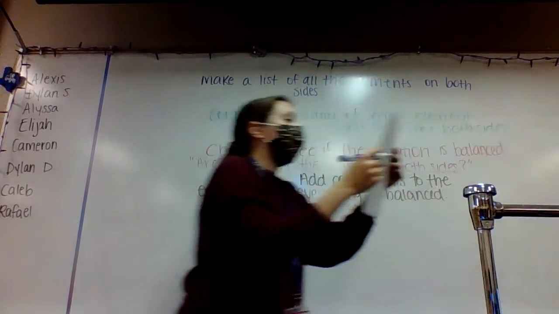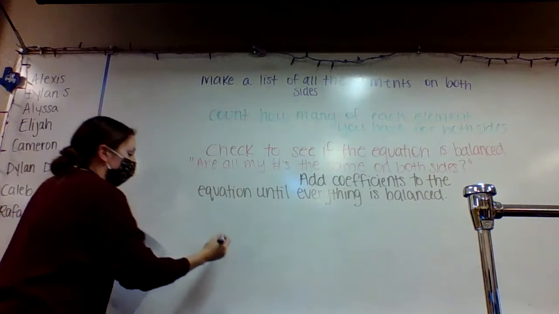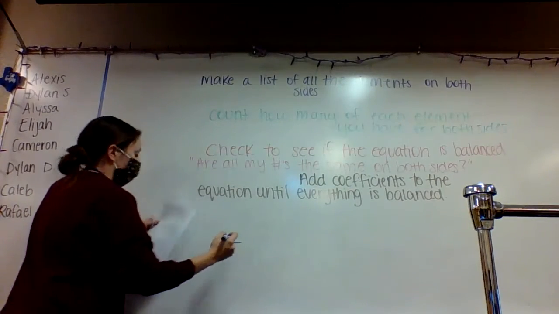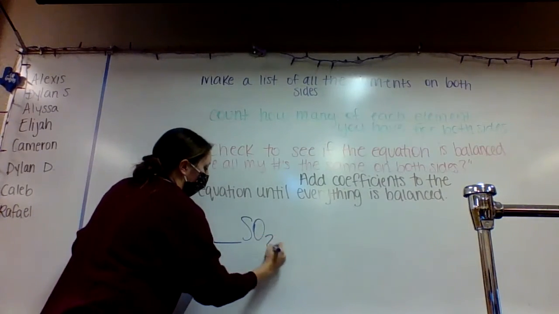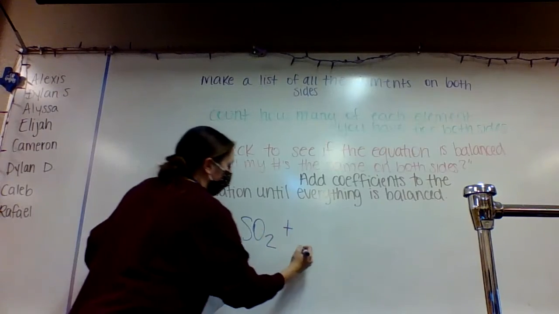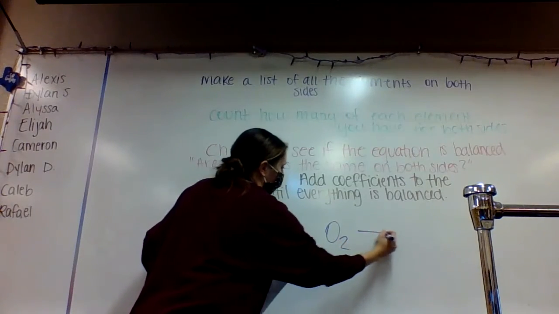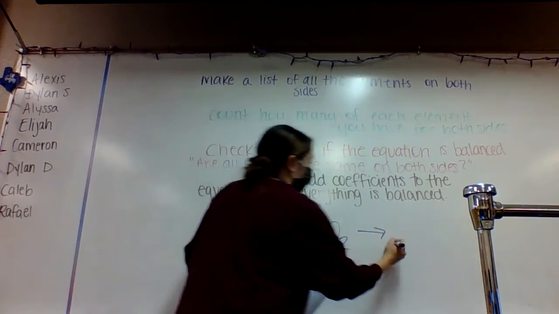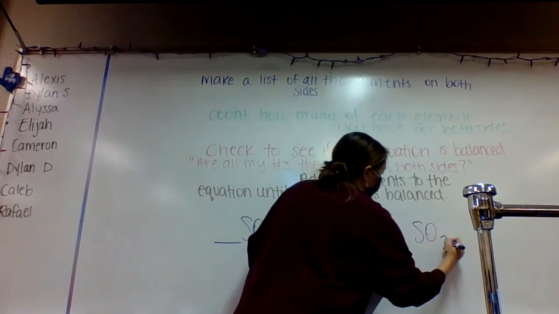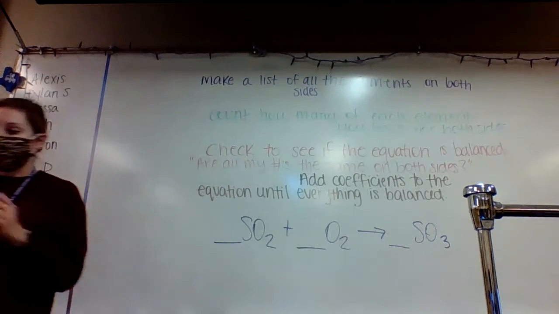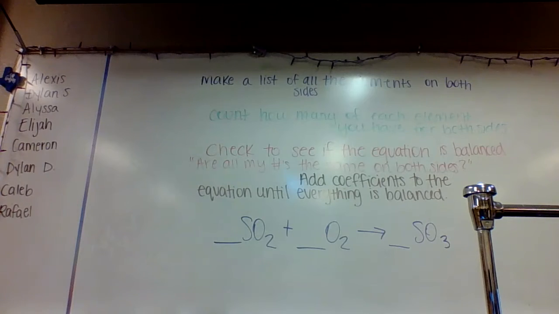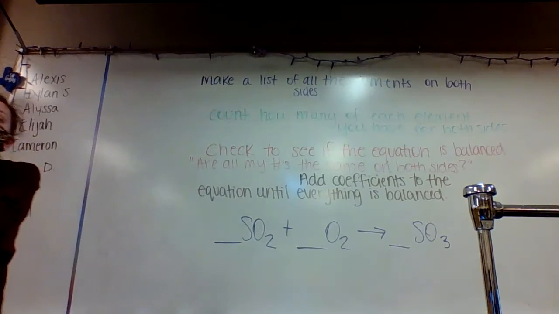Okay, the first one that I want you to solve, we're going to talk through it as a class. I have SO2 plus O2 yields SO3. Okay, that's my reaction. I've got to balance it. If you want to write this down on your paper, you can. That way you have an example.